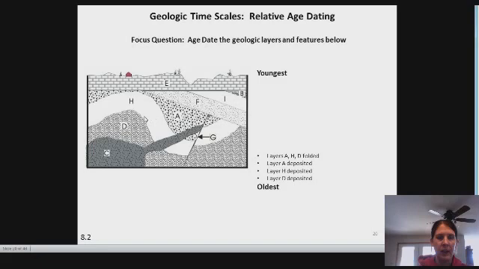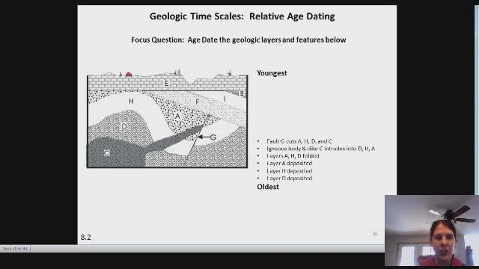Next we have layers A, H, and D undergoing folding. After they undergo their folding, then we have the intrusion of layer C and that igneous dike. And the reason we know that they were folded before the intrusion of C and before the dike is because this actually cuts through the fold. If they had been deposited and this moved through them and then they were folded, you would have seen manipulation in that dike of C. It wouldn't have been such a straight shot.